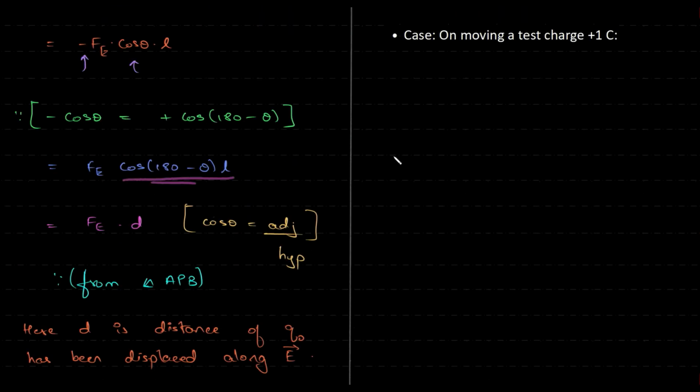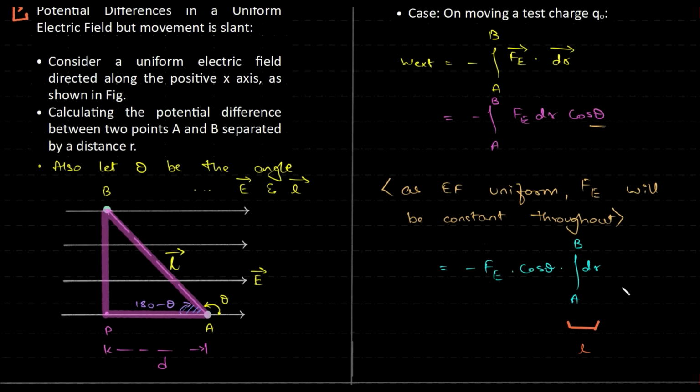This entire expression is the work done by the external force on Q naught. For a charge of 1 coulomb, we end up finding the voltage, the potential difference, divided by Q naught. So this entire expression will be E into D. As simple as that. Okay guys, you can pause and have a look.